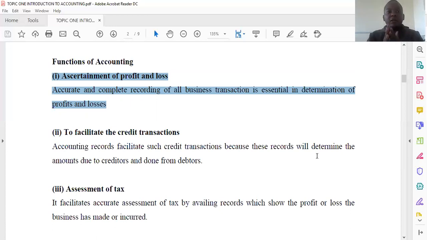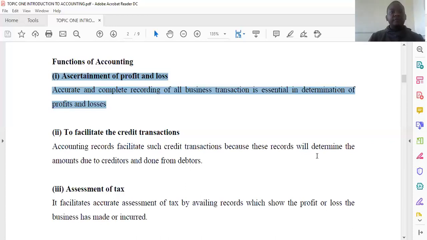Accurate and complete recording of all business transactions is essential in the determination of profit and losses. So accounting will serve that purpose very well. It's accounting in that organization that is able to tell whether the business has made a profit or a loss, because it's the accountants who prepare the profit and loss account, which shows the profit or loss that the business has made.